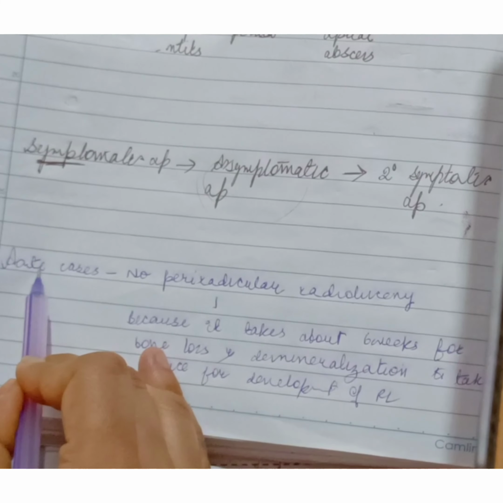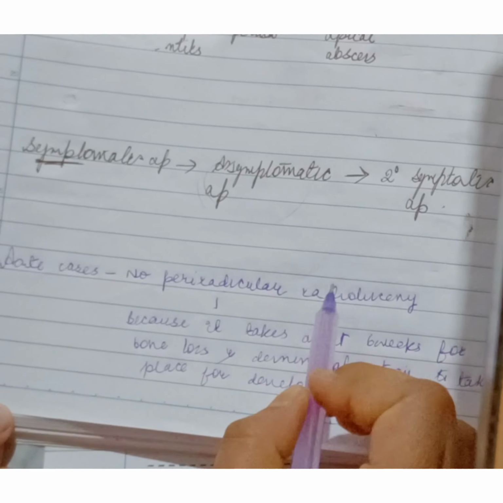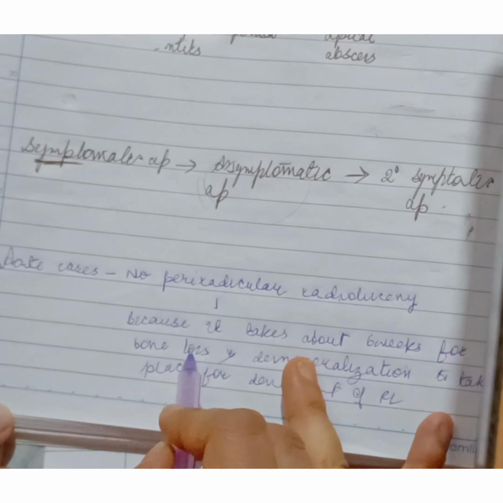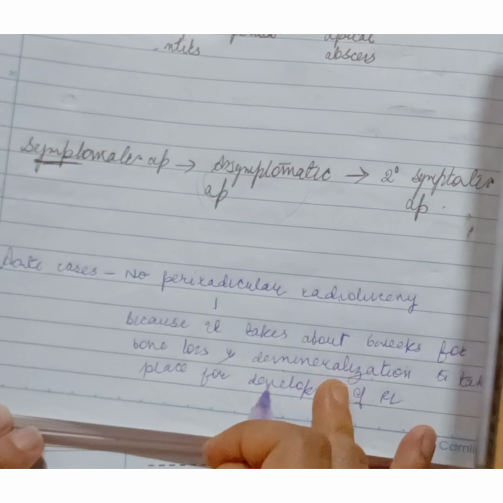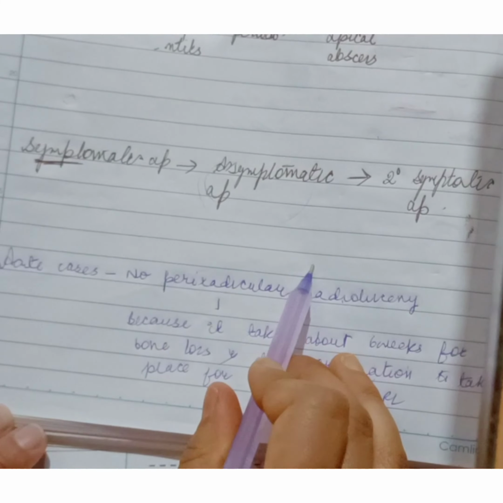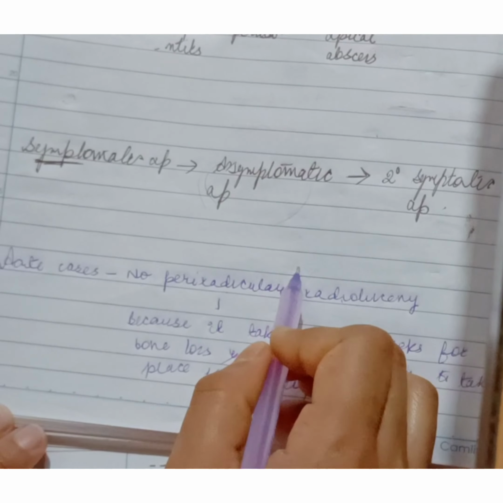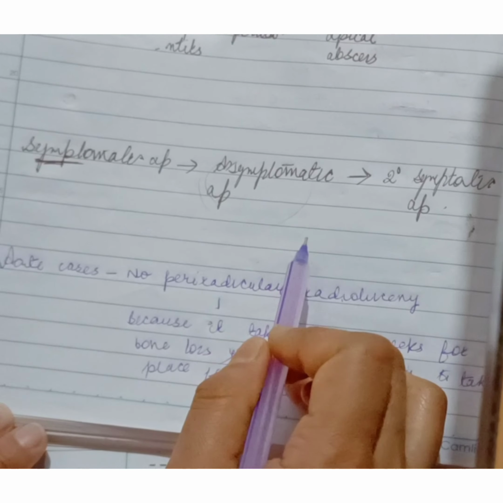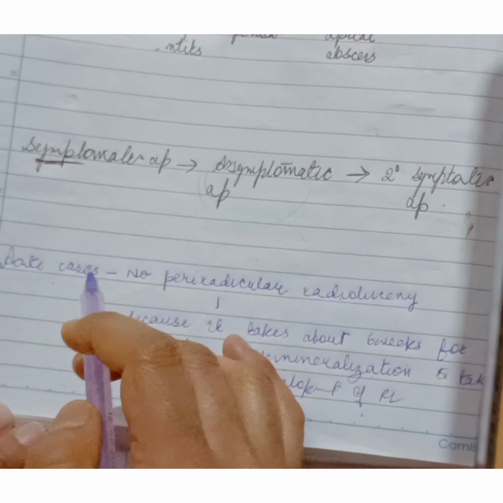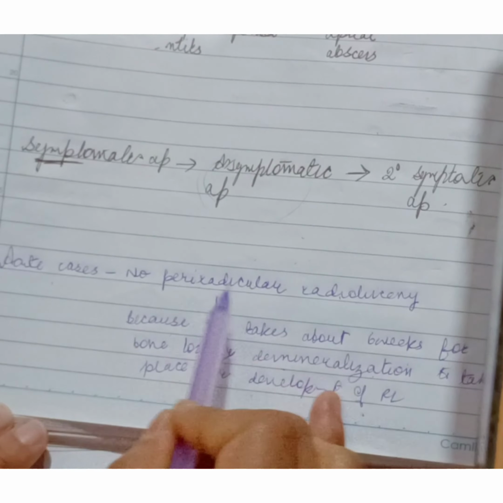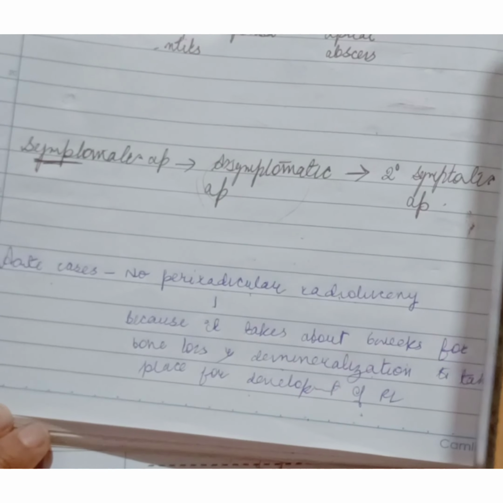Remember that in acute cases, there is no periradicular radiolucency because it takes about 6 weeks for the bone loss and demineralization to take place for development of radiolucency. Therefore, in chronic cases, we can see the periradicular radiolucency along with the widening of the pedial space and breakage of lamina dura, whereas in acute cases, we can only see the widening of pedial space and breakage of lamina dura, but no periradicular radiolucency.